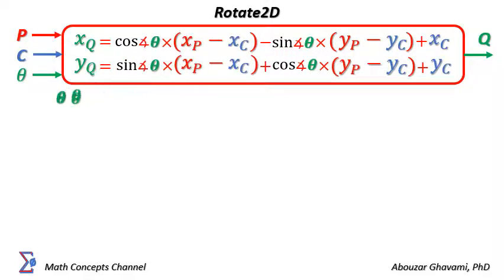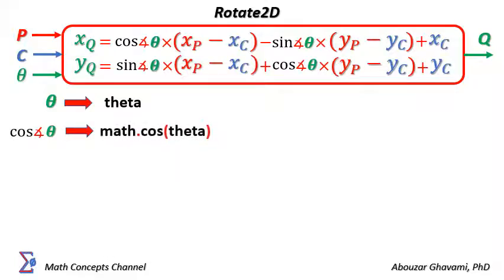We represent angle theta with parameter theta. To calculate cosine of theta, we use the function math.cos of theta from Python's math library. To calculate sine of theta, we use the built-in function math.sin of theta from Python's math library.